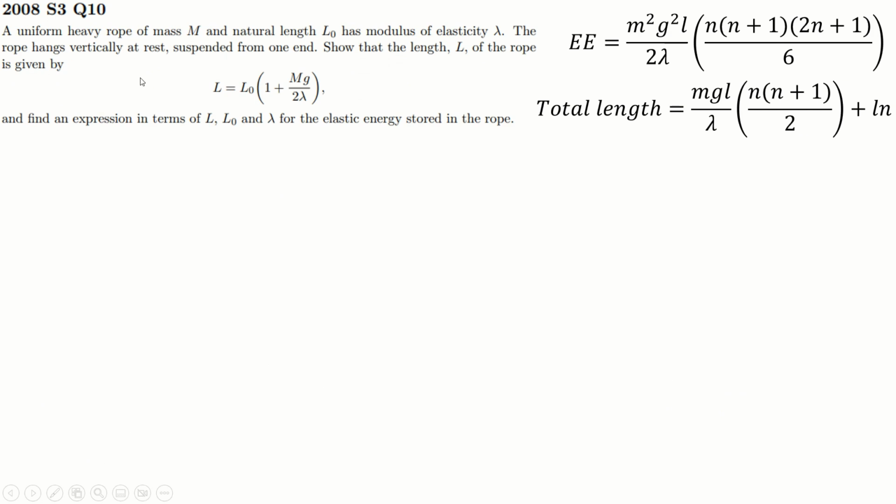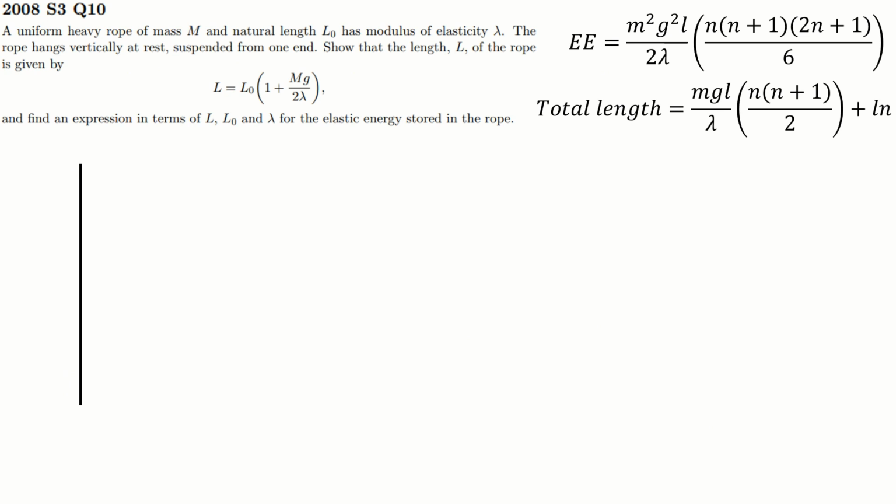Okay, now we get to the really interesting part of the question. A uniform heavy rope, mass M, natural length L0, is just hanging vertically from rest. So it's just a single rope. And you look at this and you think, okay, so this is just a completely different question then. Let me tell you a little secret about STEP. It's never a different question.